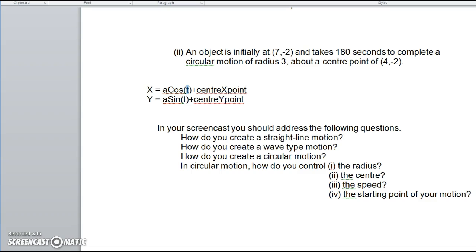Now in problem 2, we deal with circular motion. So an object is initially at (7, -2) and takes 180 seconds to complete circular motion of radius 3 about a center point of (4, -2).